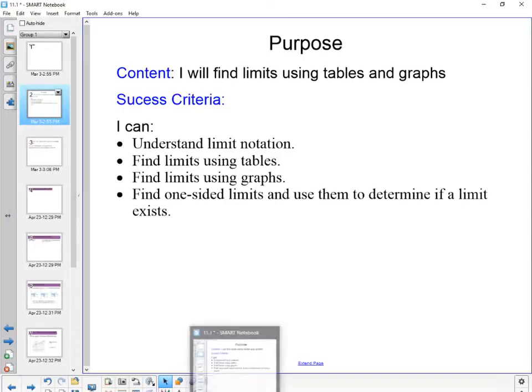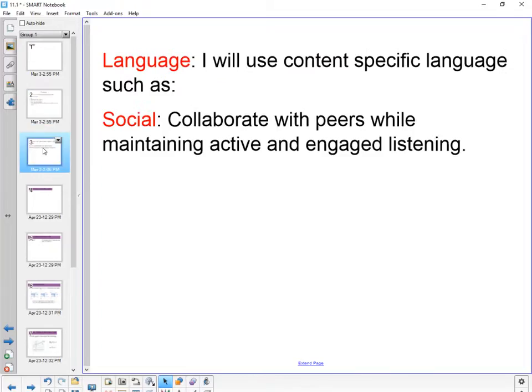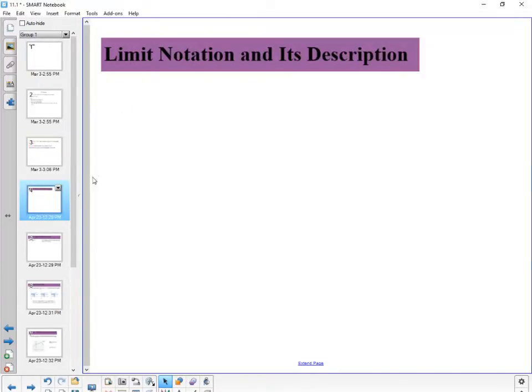So we'll talk about the notation for starters. We will use some tables. We'll use some graphs, ladies. And then we'll take a look at one-sided limits. Okay? These are not very difficult ideas at all. So, let's get started here. Limit notation.